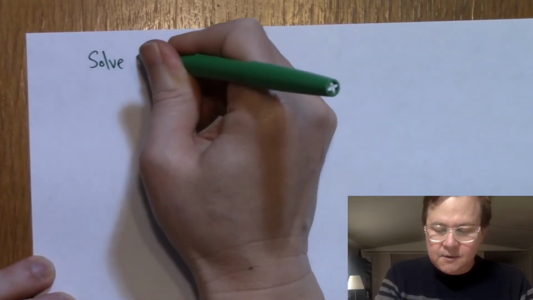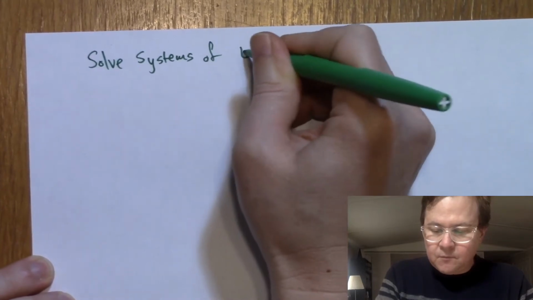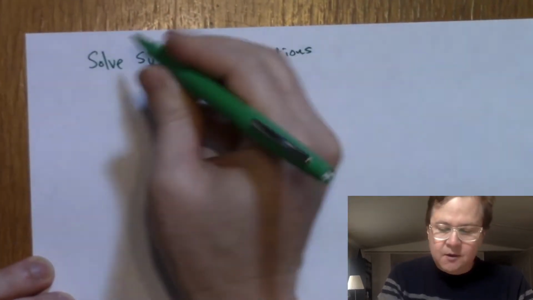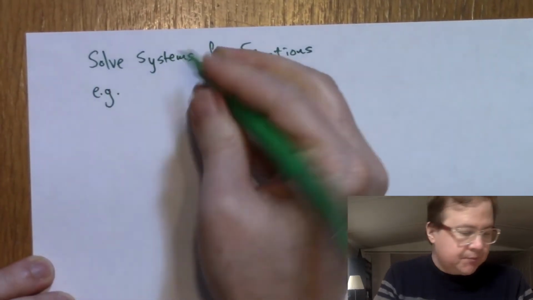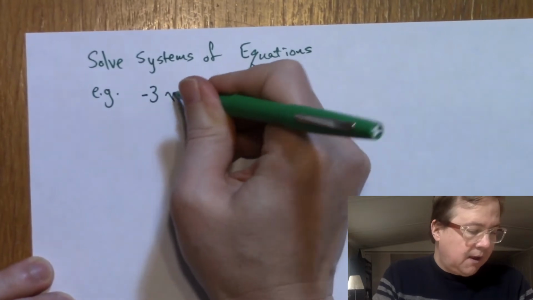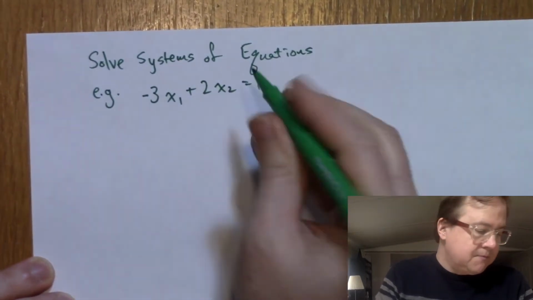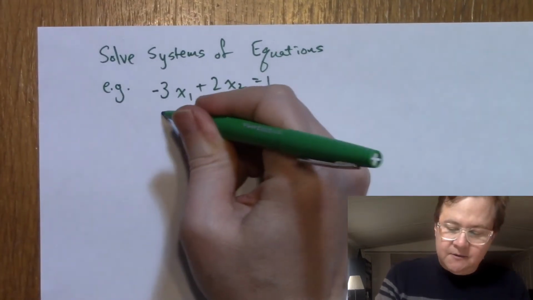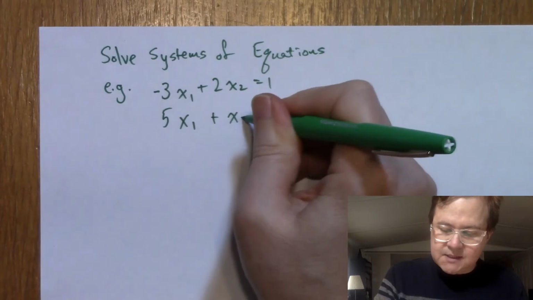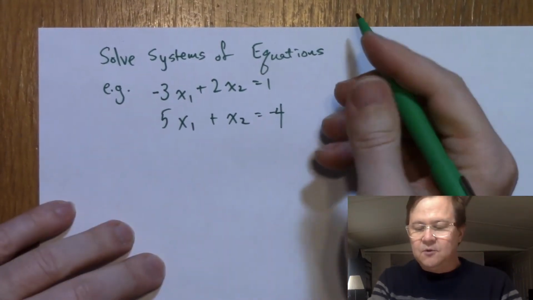Solve systems of equations. For example, negative 3x1 plus 2x2 equals 1, and 5x1 plus x2 equals negative 4.